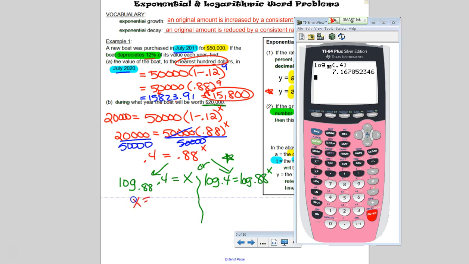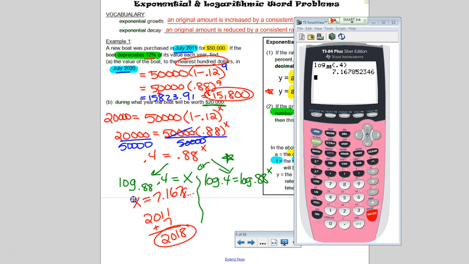All right, so X equals 7.1678... That means it's going to happen in the 7th year. So it started at 2011, and it's going to be in the 7th year after that. So the year is 2018 when that will happen.